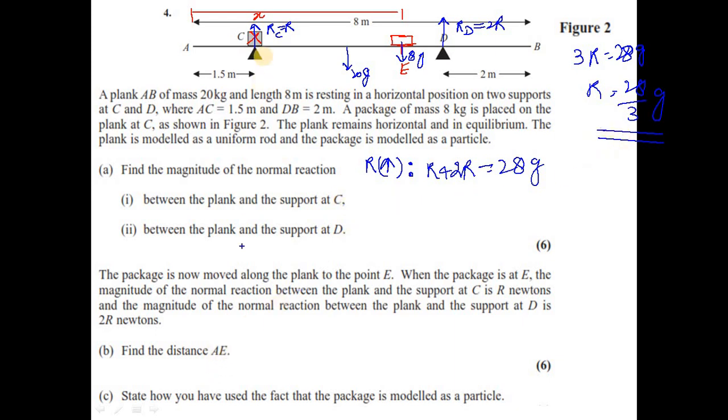Now, if you need to find the distance, we need to take the clockwise moment and anti-clockwise moment. And again, it is our choice. We can choose C as a pivot, D as a pivot, B as a pivot or A as a pivot. We will always get the same answer. The only thing that you need to understand is the pivot distance from the force. So what I'm doing here, I am considering moment about A.